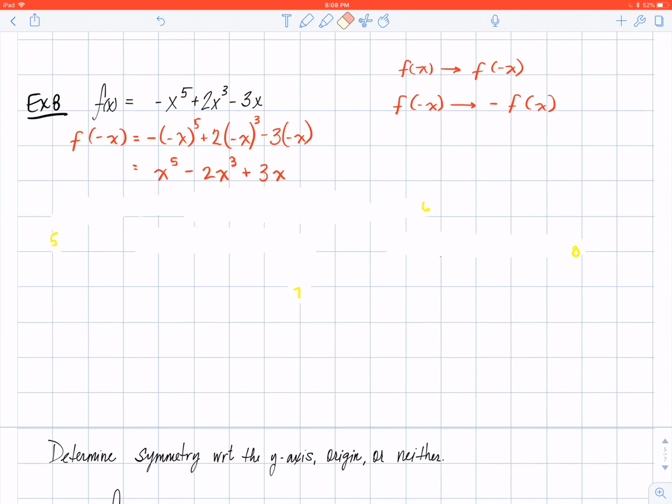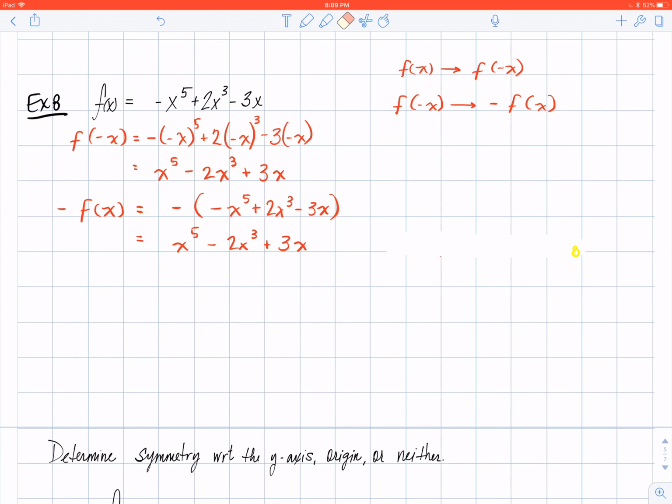My second test says take f of negative x and compare it to the negative of the original. So we have the negative original. This one's very easy. All you have to do is copy down the original, put it in a group, put a parentheses around it, and a negative out front. So you see here I have my original inside of the group, and then I have my negative out front. Distribute your negative, and you will get this statement right here.